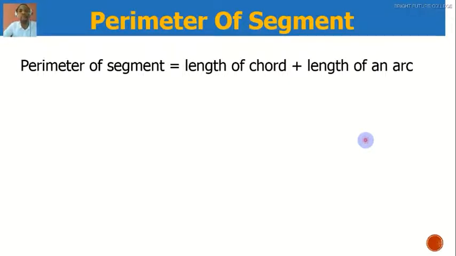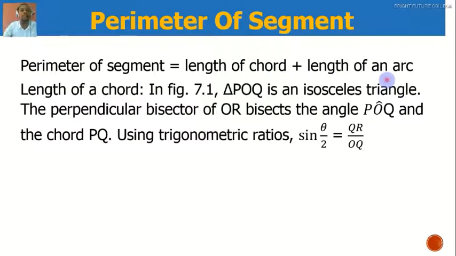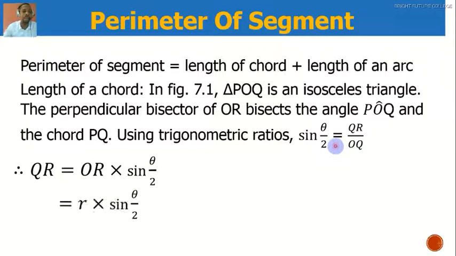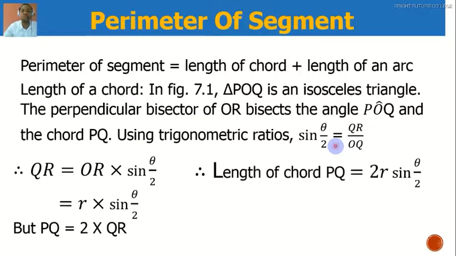Perimeter of segment is gotten by finding the length of chord and the length of an arc. Length of a chord in figure 7.1 that I've just explained to you. Triangle POQ is an isosceles triangle. The perpendicular bisector OR bisects the angle POQ and the chord PQ. Everything you see here was what I was trying to explain to you. You can see sine theta over 2, opposite over hypotenuse. You now make QR the subject, then you multiply by 2 to get the length of chord. And this is the formula for calculating the length of a chord of a circle. Take note of the formula here.